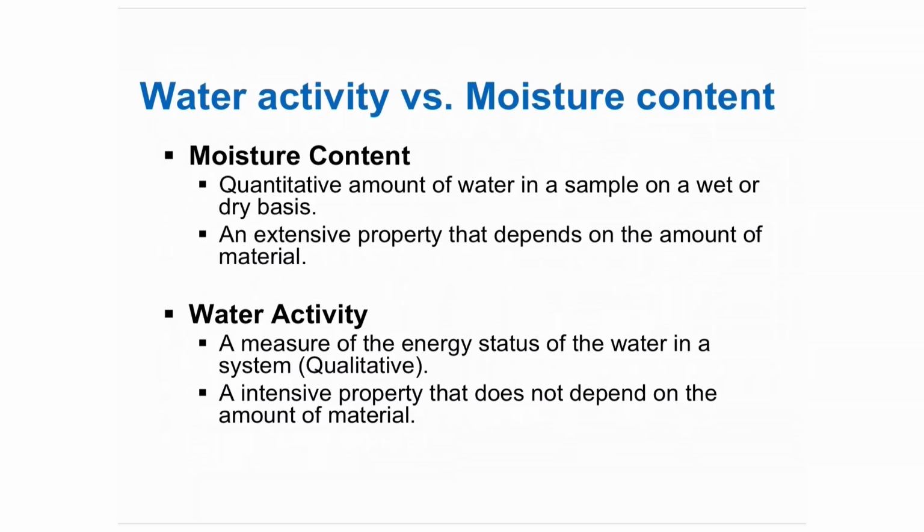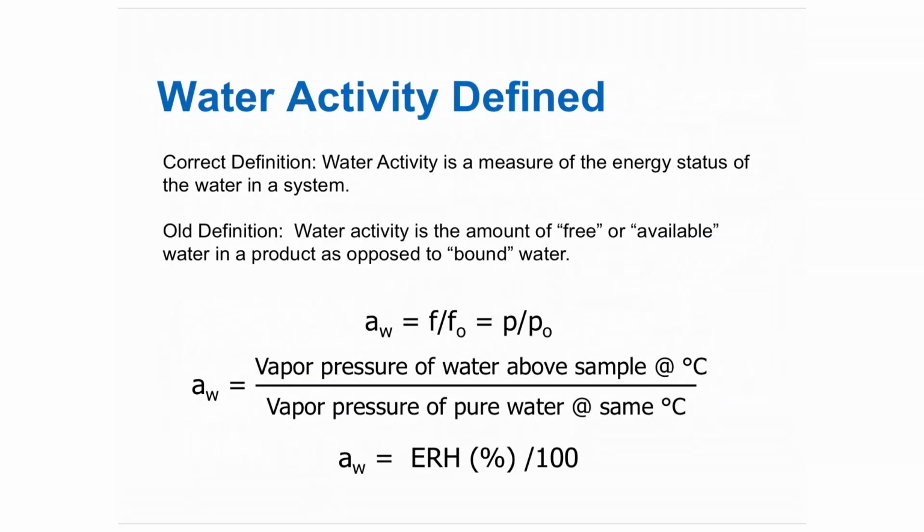Water activity, on the other hand, is a measure of the energy status of water in a system. So this is a qualitative measurement instead of a quantitative measurement. It's a measure of how much energy water has overall in a system, and we do that in comparison to what it would have if it were pure water. As the energy of that water is lowered, that water becomes less available for things to happen. It's not telling us just how much water is there, as moisture content does. It's actually telling us what the water is doing and how it's behaving within the system.